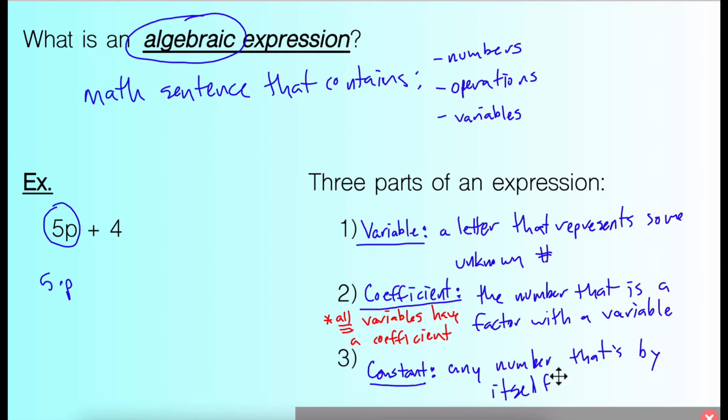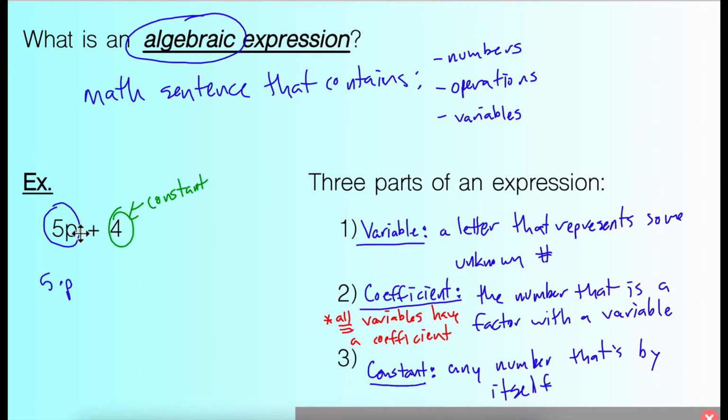That doesn't have a variable with it. So in our example over here, 5p plus 4, 4 would be the constant. There's nothing with it. So it's not being multiplied by anything, divided by anything. It's all by itself. It's just the number 4. It's constantly 4 in this expression.